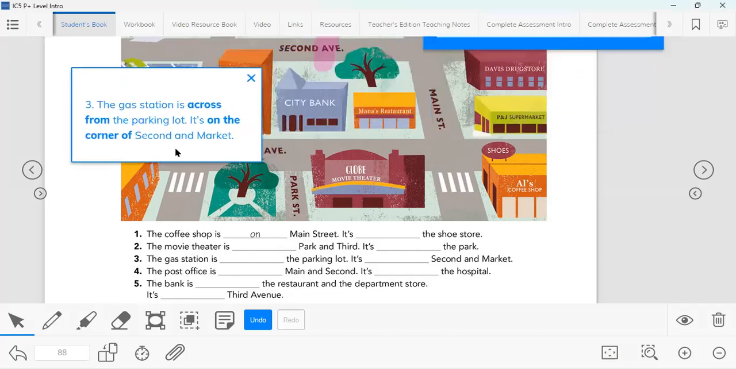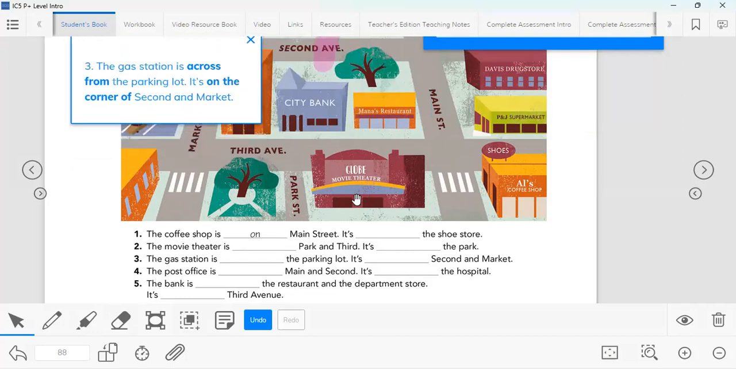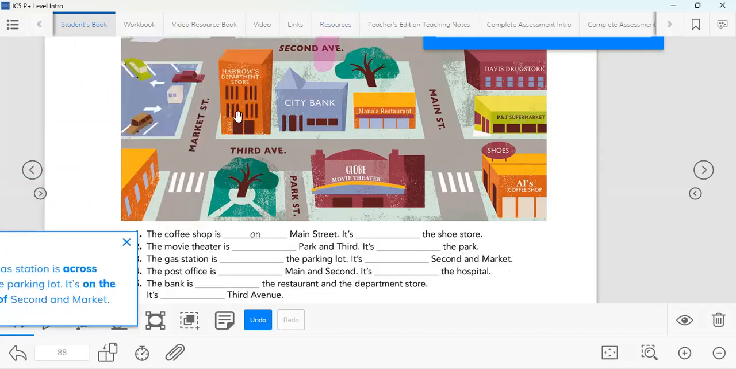Okay. And the other option, look, on the corner, right? On the corner of. It's on the corner of 2nd and Market. Okay, where is that? The parking lot, on the corner of 2nd and Market. Okay, the 2nd, this is the Market, and this is the 2nd. You see? So on the corner of the Market and the 2nd. Okay?